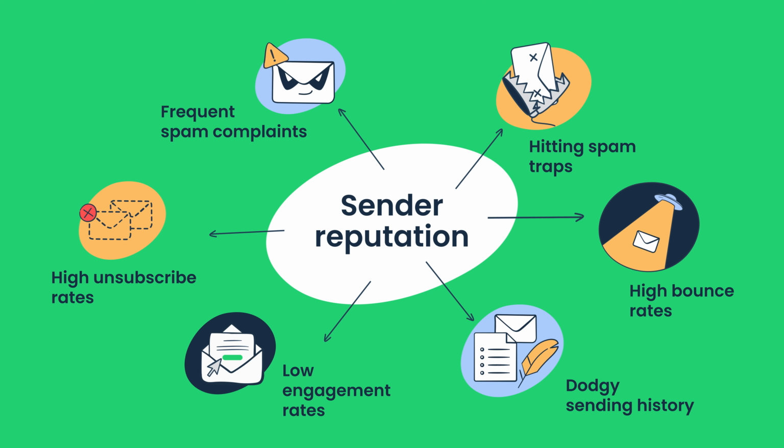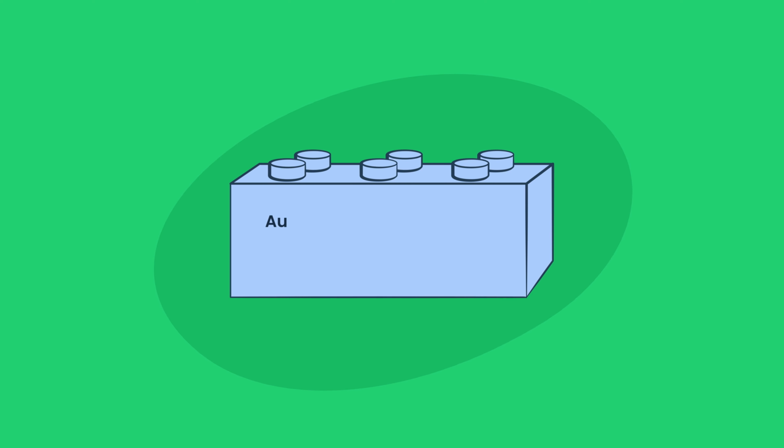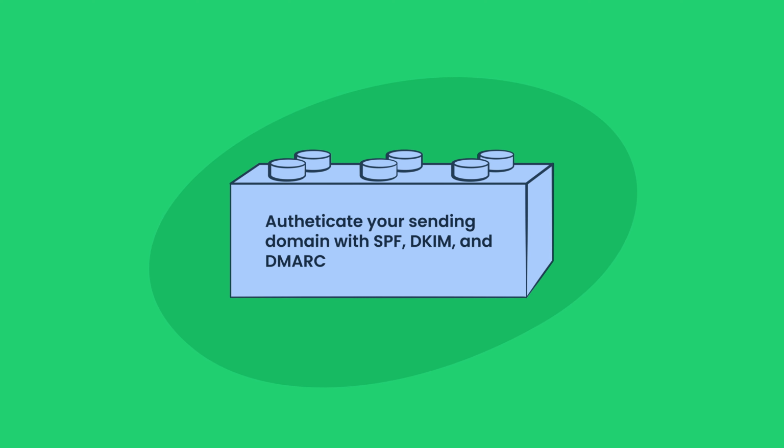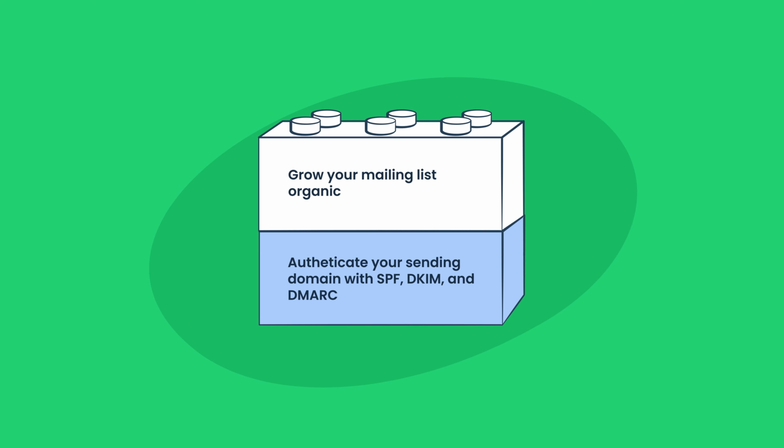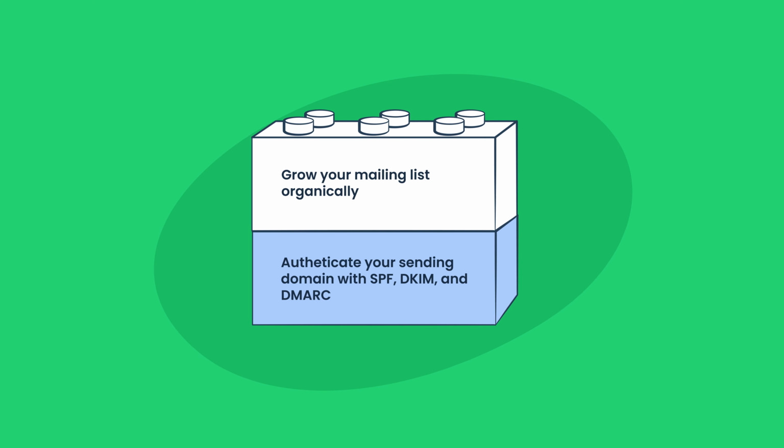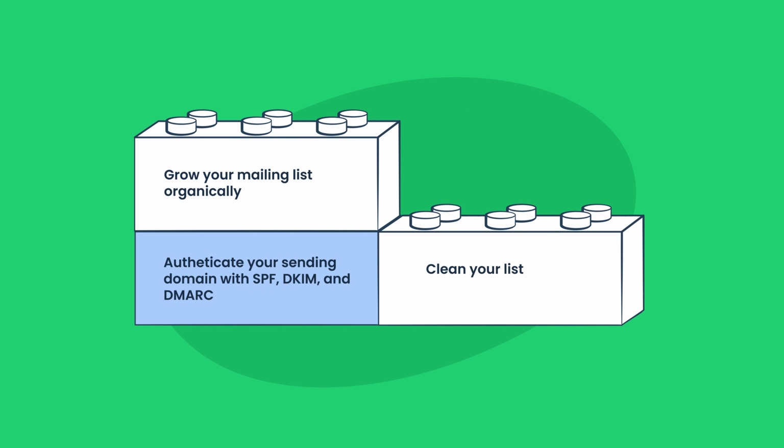The next and most important question is, how do you build and improve the sender reputation? Here's how. Authenticate your sending domain with SPF, DKIM, and DMARC to increase the legitimacy of the sender. Grow your mailing list organically by using a double opt-in and asking for consent clearly. And clean the list regularly to reduce bounce rates and spam complaints.